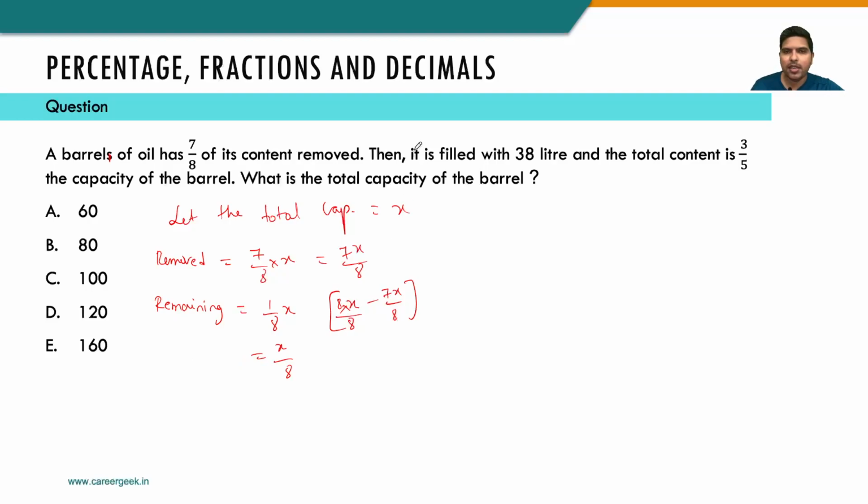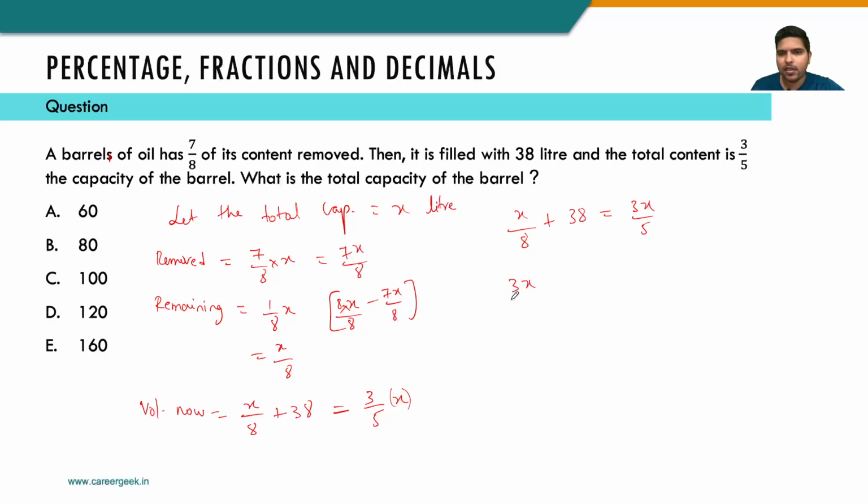Now to this remaining, 38 liters are added, taking X in liters for convenience. So when 38 liters are added, the volume now is X upon 8 plus 38. Now this is equivalent to, they are saying, the total content now is 3/5 the capacity, 3/5 of X, sorry. So X upon 8 plus 38 is equivalent to 3X upon 5. So you will need to solve this.